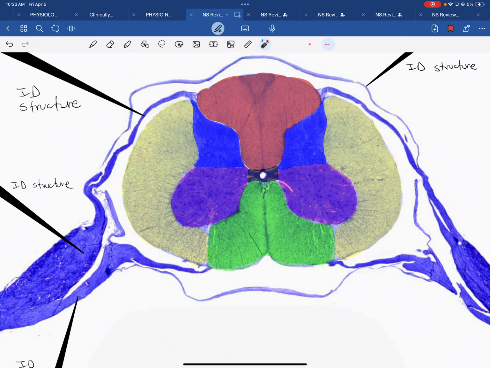All right. What is this blue zone? This is the posterior horn. Good. This purple zone? Anterior horn. Good. This black zone? The gray commissure. Good.